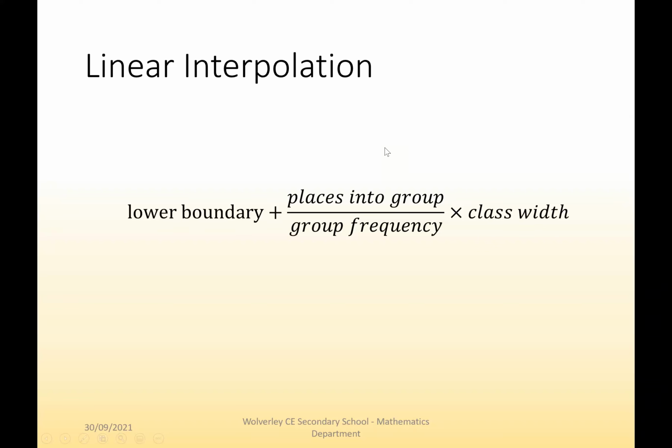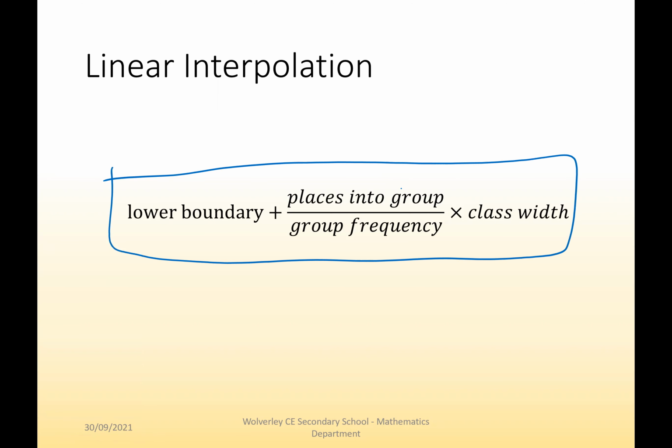So this is the formula that we need to know. The linear interpolation, so the piece of data that we want to find, is the lower boundary plus the number of places into the group divided by the group frequency multiplied by the class width. Really important formula. We need to know that one off by heart.